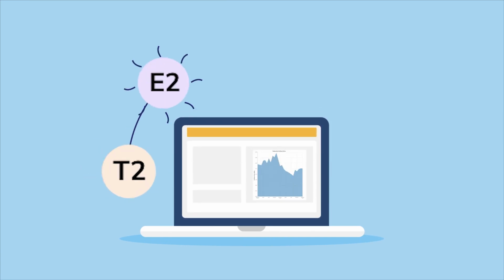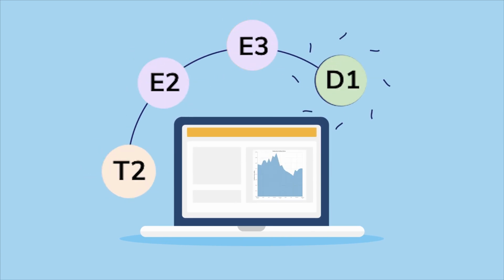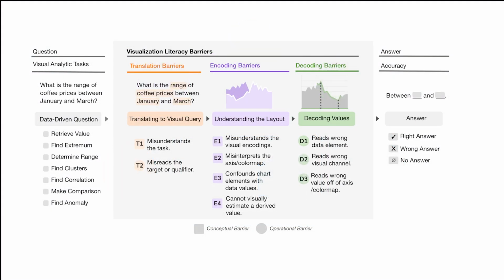Ultimately, understanding the pipeline of misconceptions that a user has when extracting information from a visualization is an important step in order for us as visualization designers and educators to be better equipped at closing these gaps. In this work, we contribute a classification of the different barriers in interpreting data visualizations.